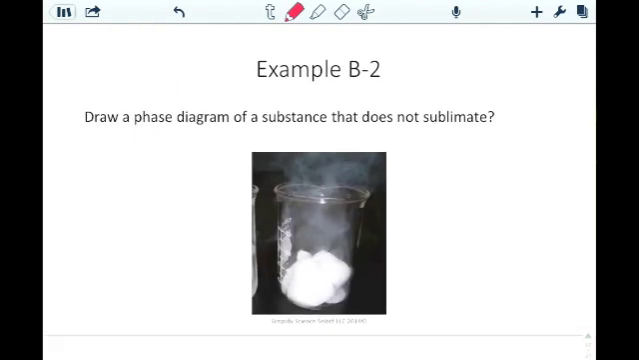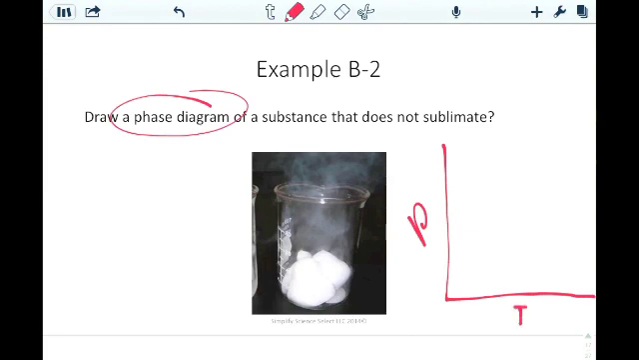Jumping down to example B2. Looking at B2, it says draw a phase diagram of a substance that does not sublimate. So when we're looking at this, this is a phase diagram. So now this is pressure and temperature. So it does not sublimate. So it does not go from a solid straight into a gas.